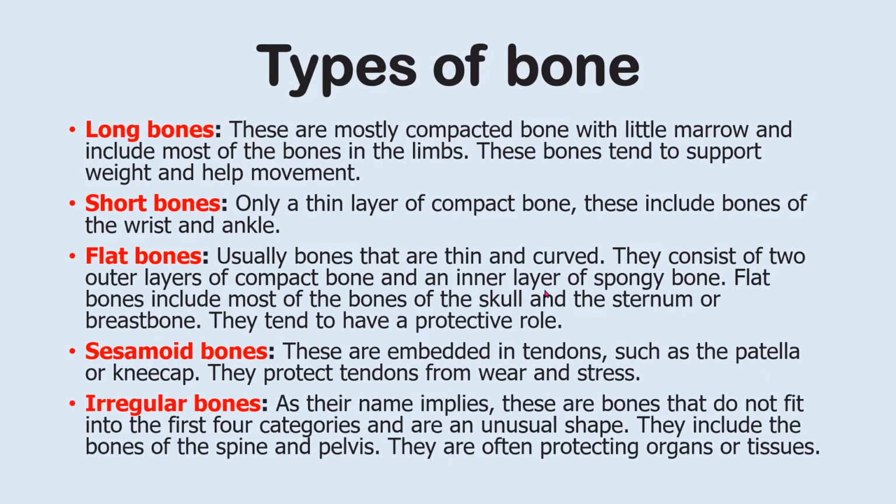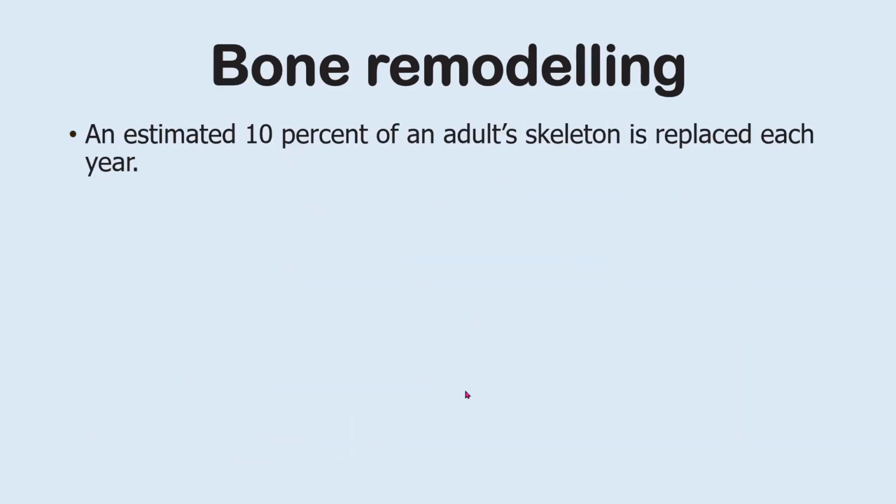We have irregular bones that don't fit any of the other categories. Things like in the spine, we've got all these vertebrae, and every one of them is different to every other. The pelvis, it's a one-off. And the pelvis is designed to protect the reproductive and urinary areas.